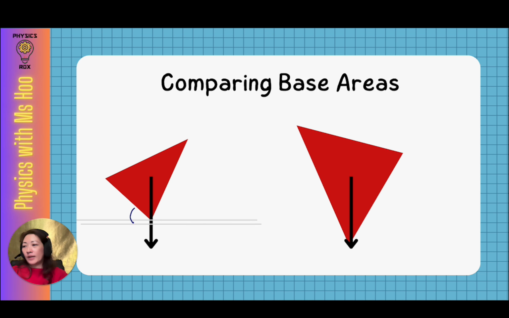Whereas for the larger base area, this is the original horizontal position of the base, and this would be the angle of tilt it can go up to before toppling. Now let's compare the height of the center of gravity.